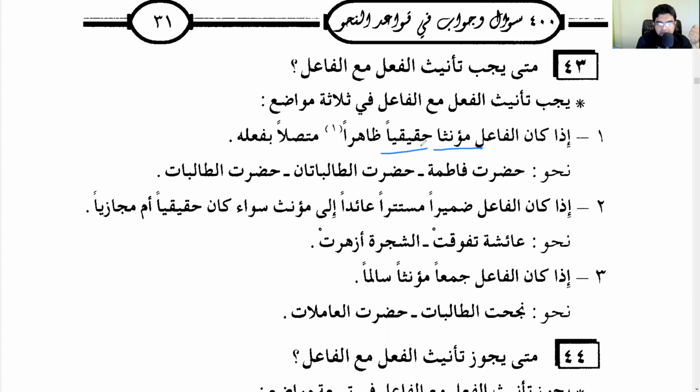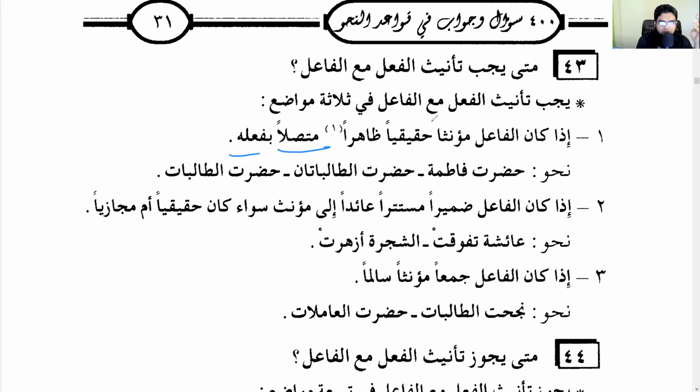What does haqiqi mean? He'll explain later on, but haqiqi means natural, like it should have a male and a female counterpart. Like the sun is female in Arabic, but it's not haqiqi. It's just linguistically, because there's no male sun and female sun, no? So haqiqi means something which has a male in the real world. And zahiran, apparent. It should not be a hidden fa'il. So muannathan haqiqiyan zahiran, yajibu, it is mandatory. Muttasilan bi fi'lihi.